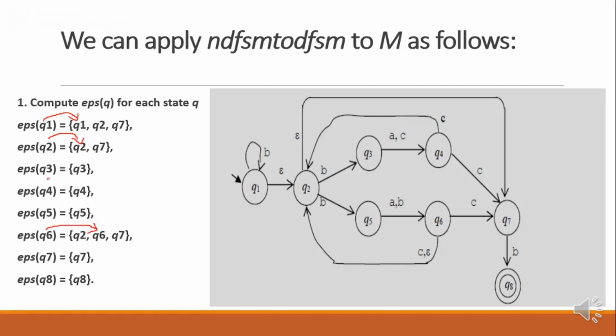For the other states, there is no epsilon transition from those states. That is why the epsilon closure of Q3 will be Q3, the epsilon closure of Q4 will be Q4, Q7 will be Q7, and Q8 will be Q8.